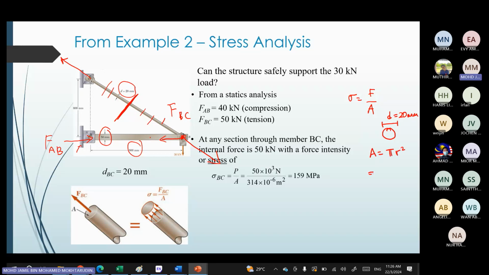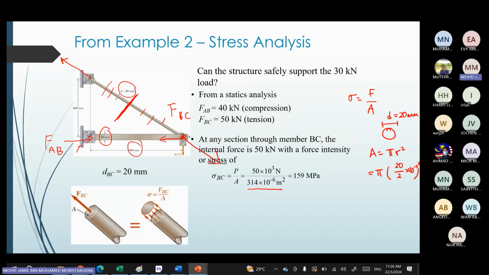Okay, so pi times 20 divided by 2 millimeter, times 10 power of minus 3, squared. So that's why you get this answer here. So you need to imagine.